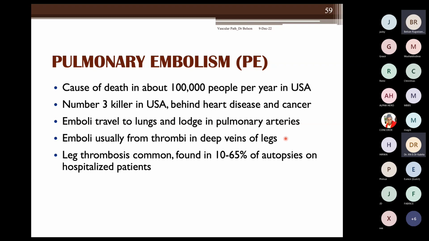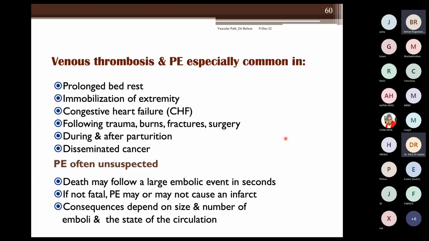So then there are diseases which are usually deadly, but sometimes you can save someone. So venous thrombosis and pulmonary embolism especially happen in prolonged bed rest. I was explaining immobilization of an extremity, congestive heart failure, following trauma, burns, fracture, surgery, and so on.